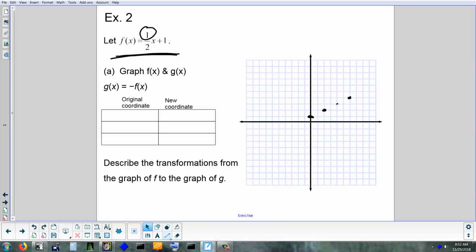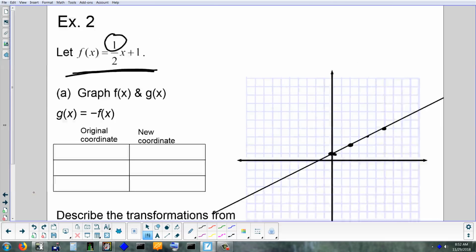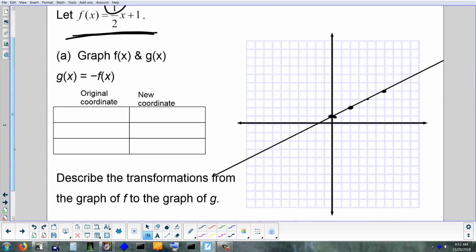Okay, let's put our line in there. About like that. Okay, now I need to name 3 original coordinates. So we need to pick 3. Doesn't matter. Just pick 3 that look pretty simple. Y-intercept is probably a good one. Somebody give me one coordinate that's on that line. Yusuf? 0, 1. Nate, can you give me a second coordinate?